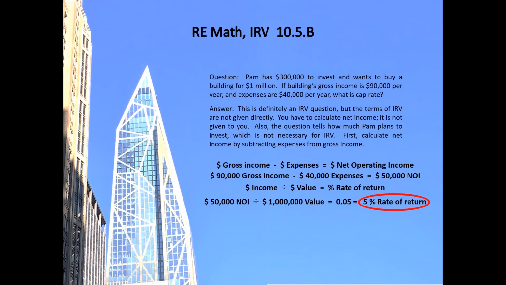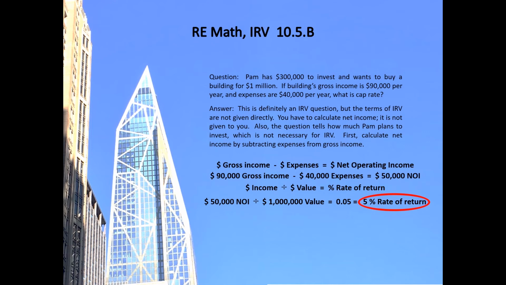Now, this is definitely an IRV question, but the terms of IRV are not given directly. Unfortunately, you have to calculate the net income. It is not given to you. Also, the question tells how much Pam plans to invest, which is not necessary for the IRV equation. So first, calculate the net income by subtracting expenses from gross income. Gross income minus expenses equals net operating income. So we take the gross income of $90,000 minus $40,000 expenses, and we discover that the NOI is $50,000.